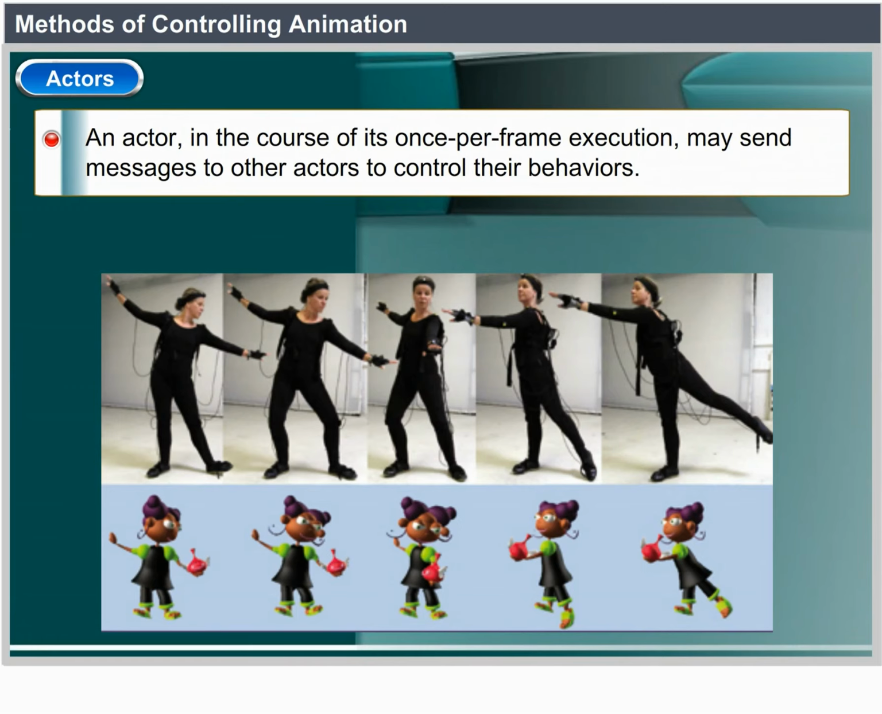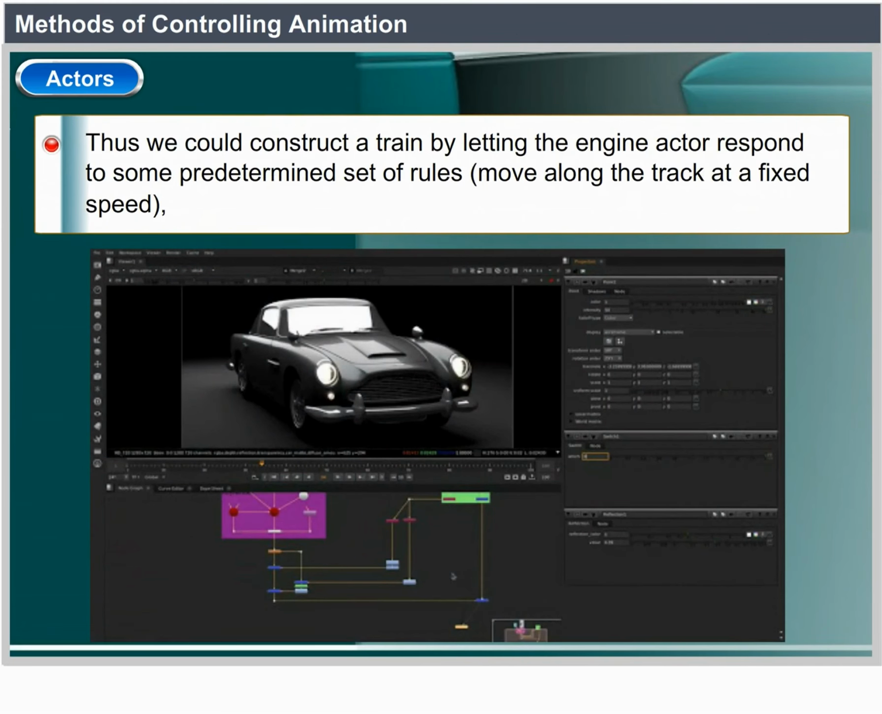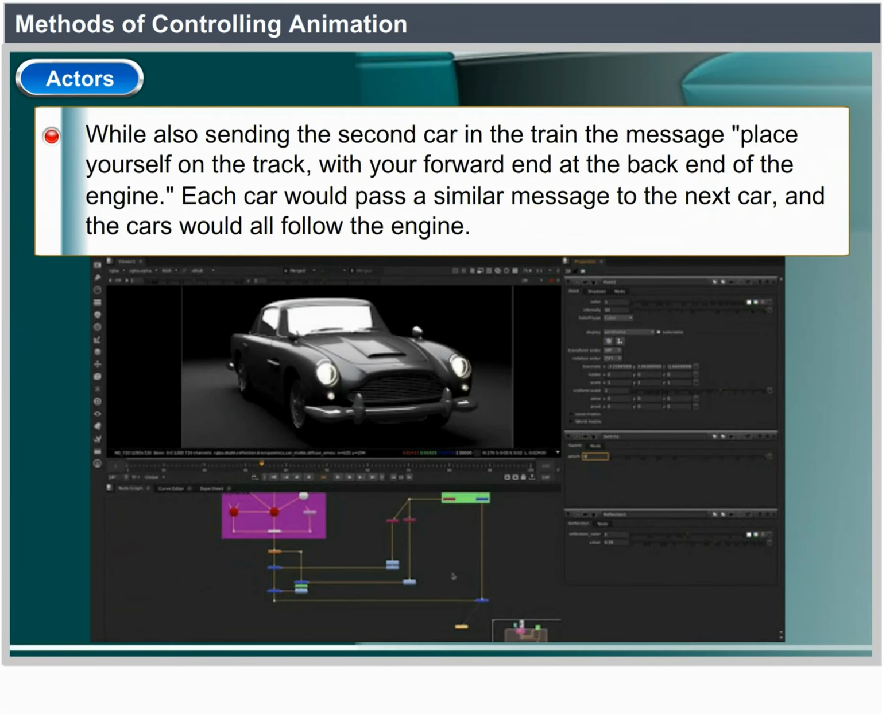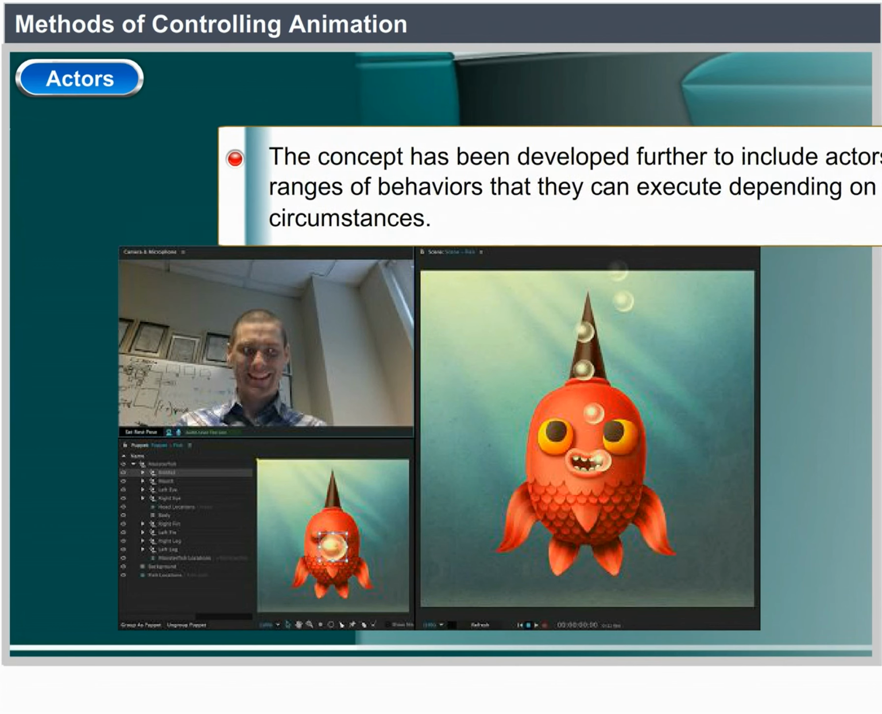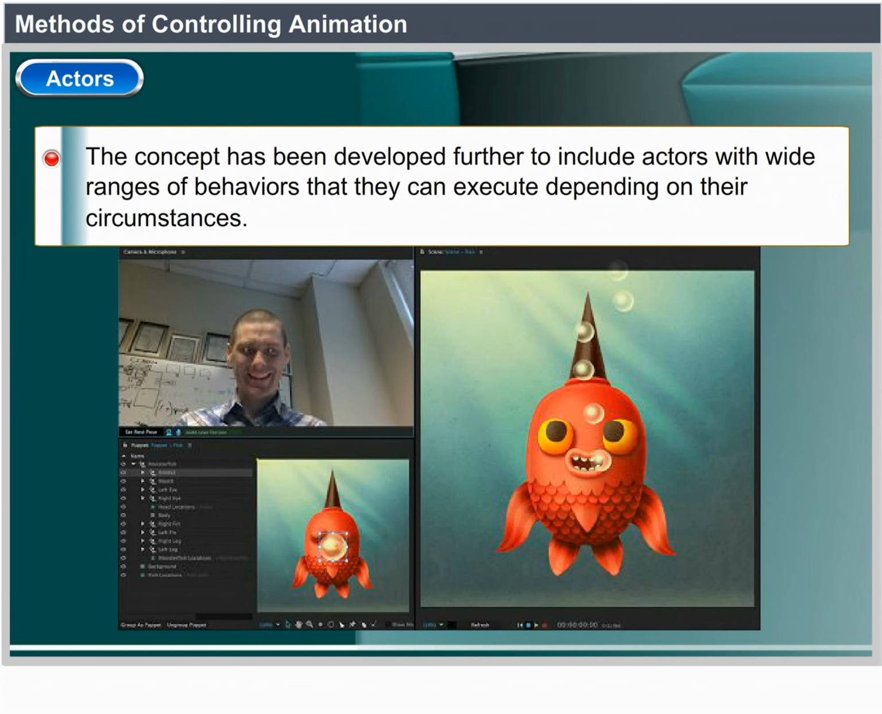Thus, we could construct a train by letting the engine actor respond to some predetermined set of rules, move along the track at a fixed speed, while also sending the second car in the train the message, "Place yourself on the track, with your forward end at the back end of the engine." Each car would pass a similar message to the next car, and the cars would all follow the engine. Such actors were originally derived from a similar notion in Smalltalk and other languages, and were the center of the ASAS animation system. The concept has been developed further to include actors with a wide range of behaviors that they can execute depending on the circumstances.